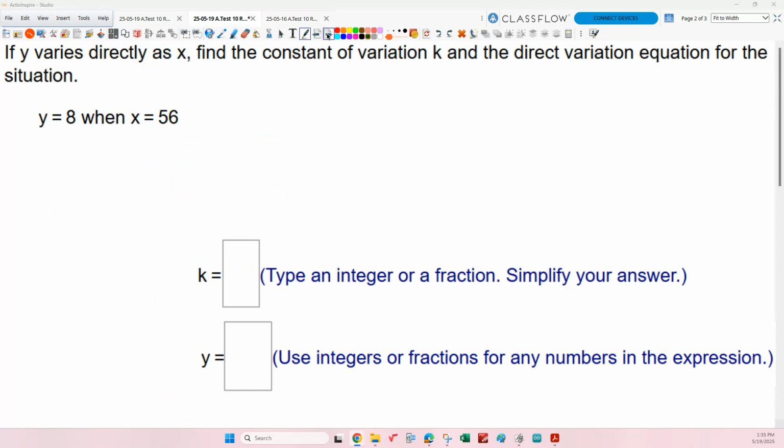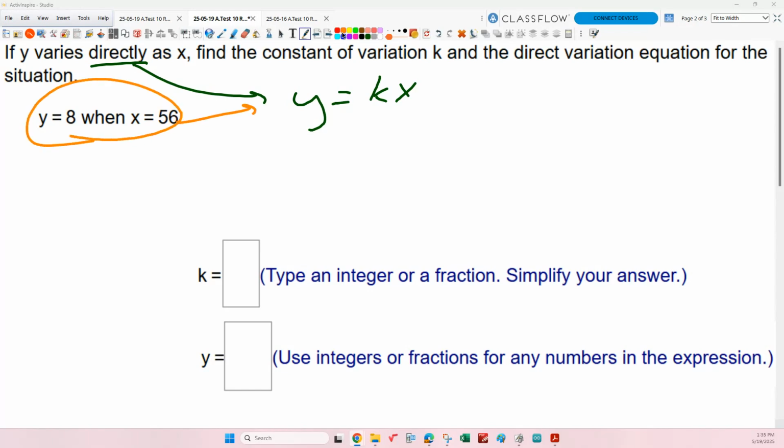So if y varies directly as x, what did that mean? y equals k times x. Okay, good. If it varies directly, remember what that meant. That meant that y equals k times x, right? So that's my direct variation equation. We just need to figure out what k is. How do I do that? Plug in 8 for y, 56 for x. There you go. So we know some values. I just have to plug those in.